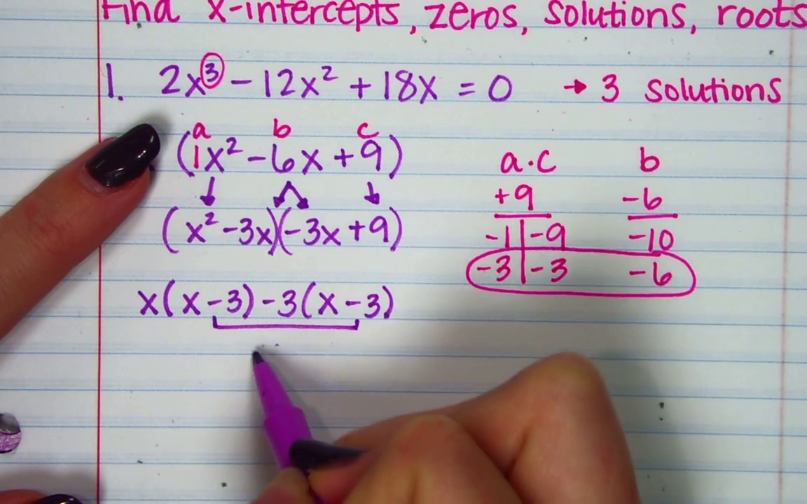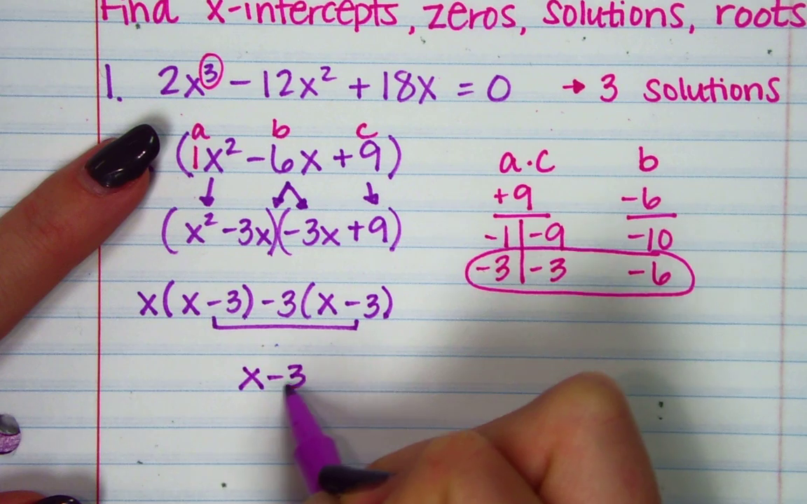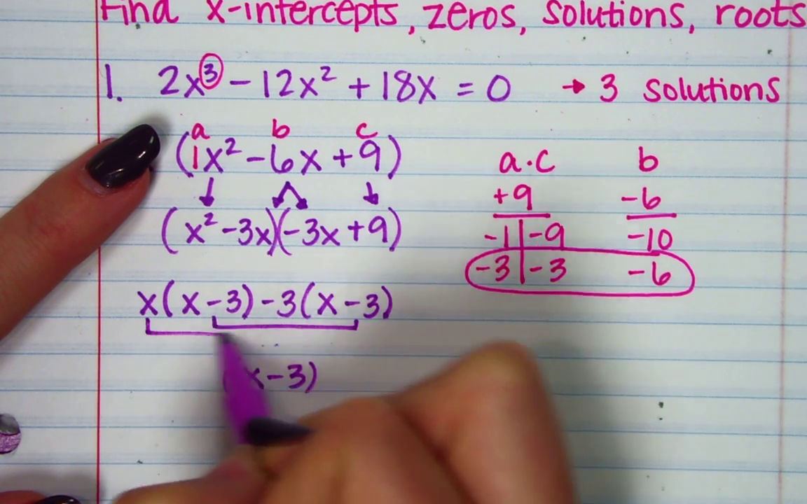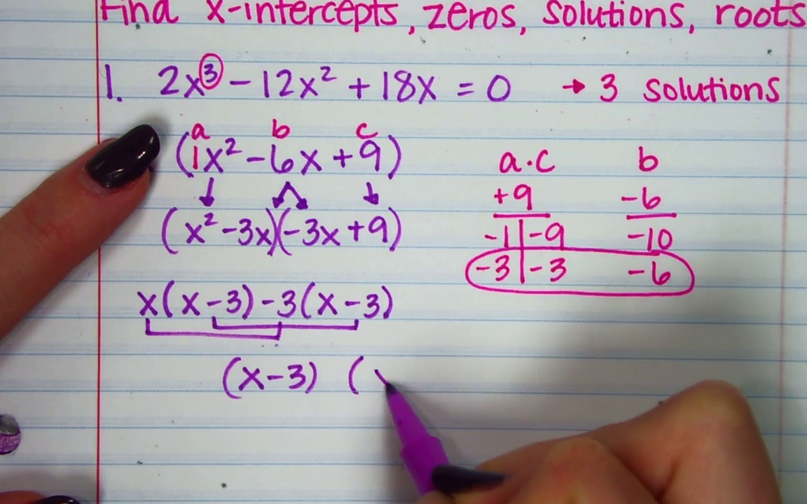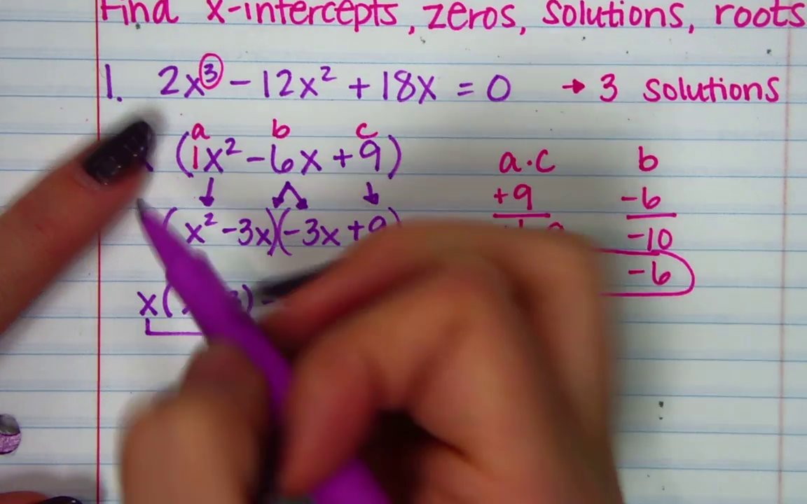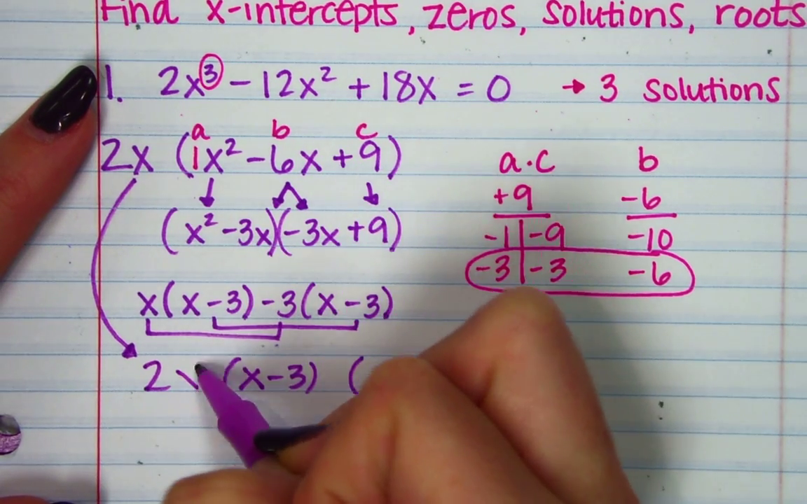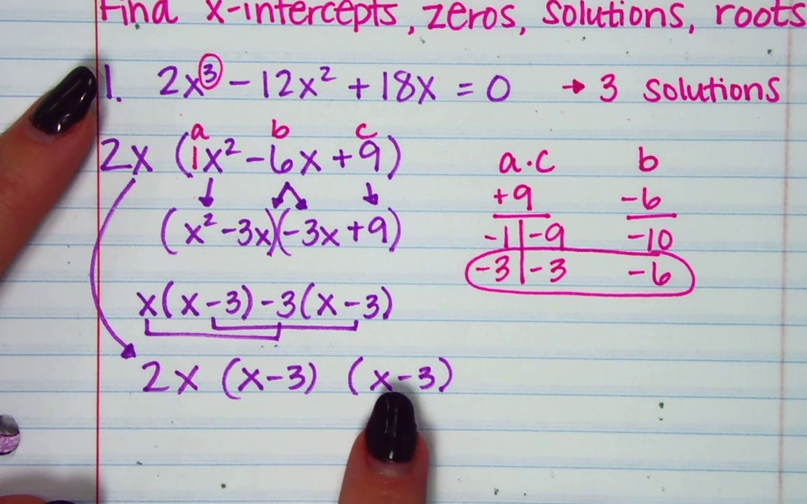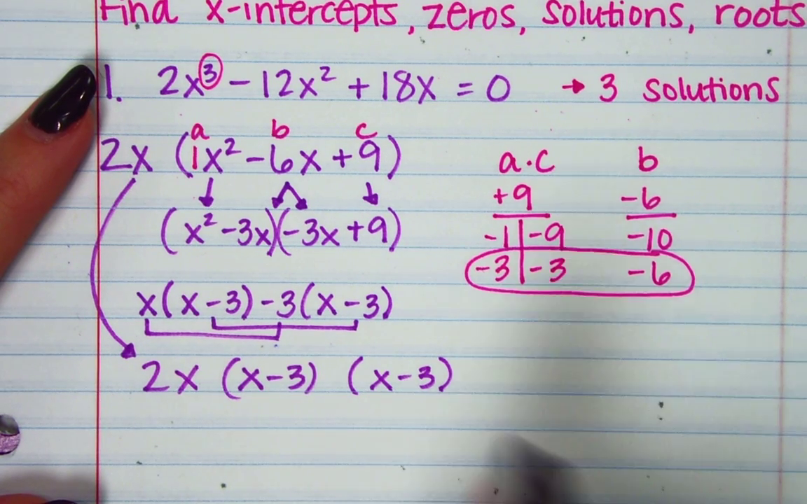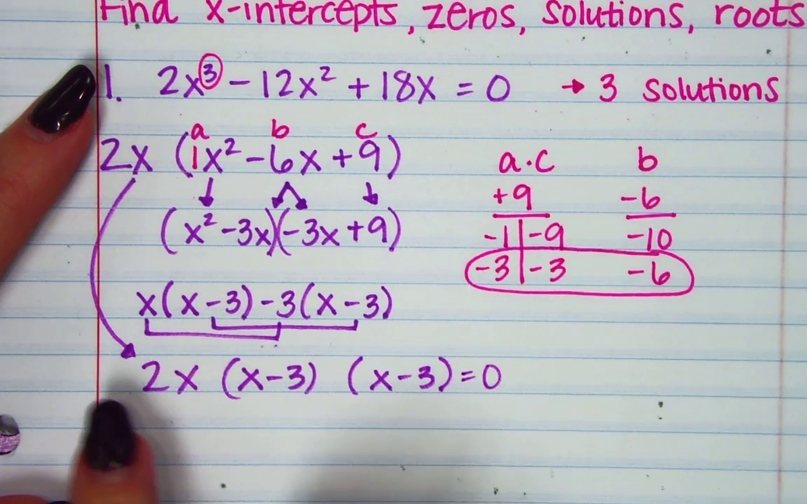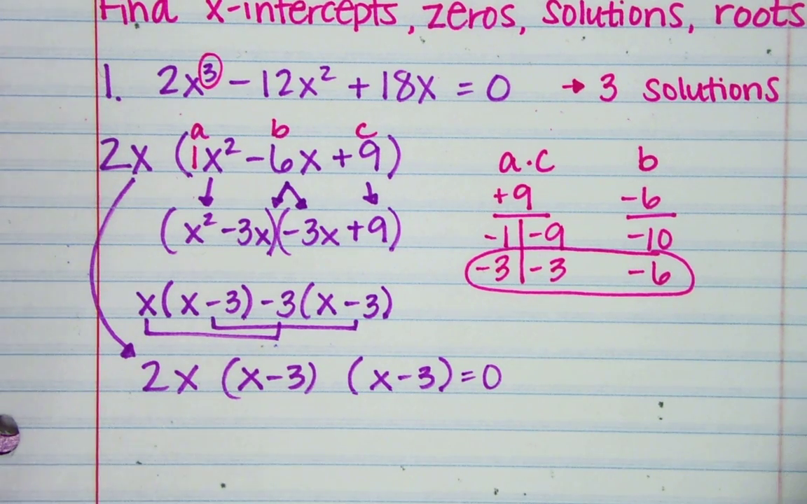So one of my factors is x minus 3. My other one is x minus 3. We're going to have 2 x minus 3's here. And then I'm going to bring down my greatest common factor as well. So now we have 1, 2, 3 factors, which is what we needed. All right, now those are our factors.